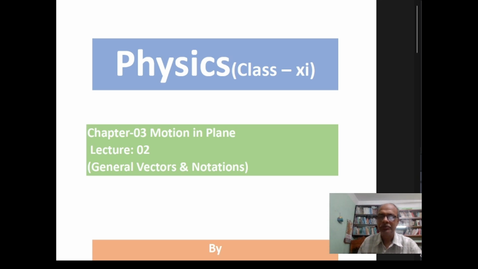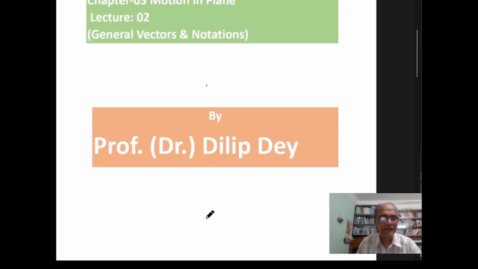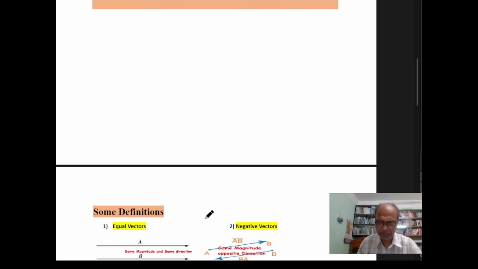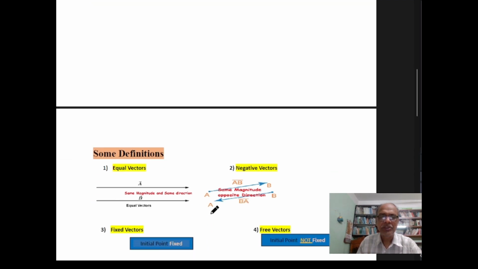Good morning, students. Today we'll start the second lecture of motion in a plane, which is related to general vectors and rotation. Students, we have already studied the physical quantities related to scalars and vectors, and in the previous class we studied the representation of vectors, position vectors, and different types of numericals. Now, today we will start with some definitions.